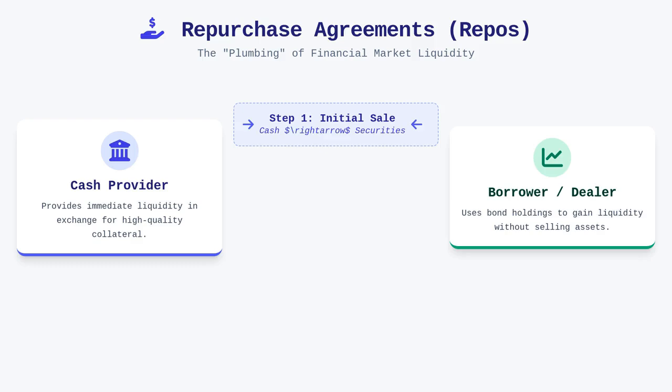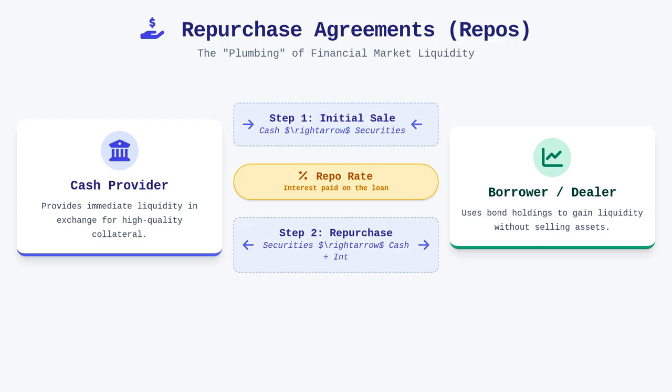The price difference between the initial sale and the final repurchase represents the interest earned by the cash provider, known as the repo rate. In the current regulatory environment, repos serve as the primary plumbing for liquidity, allowing financial institutions to manage cash balances efficiently while providing high-quality liquid assets as security.